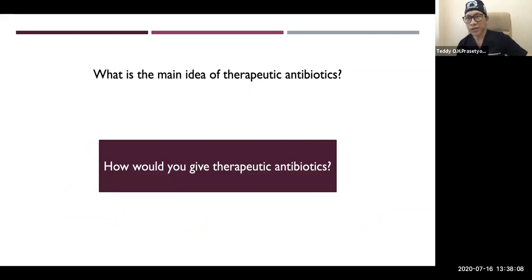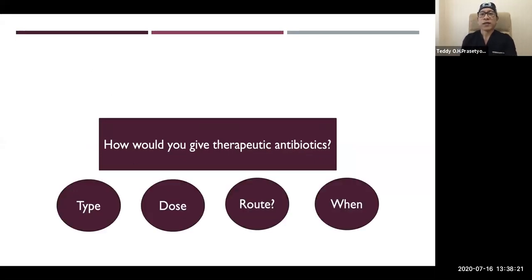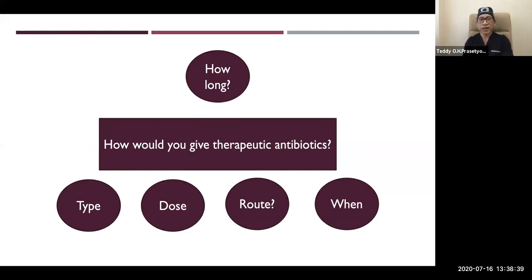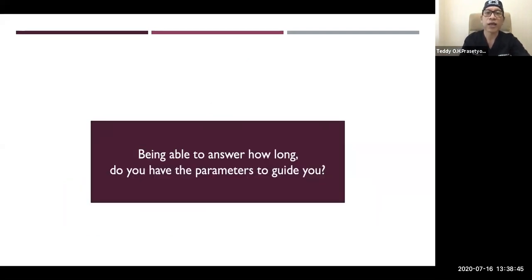There are conditions where you may give therapeutic antibiotics orally, but also there are many where you may consider giving your patients parenterally. The same steps of questioning yourself apply when you deal with therapeutic antibiotics: the type, the dose, the route, when to start, right after your diagnosis, right? And also for how long? And how would you stop the antibiotics in therapeutic antibiotics? So being able to answer for how long, do you have the parameters to guide you?